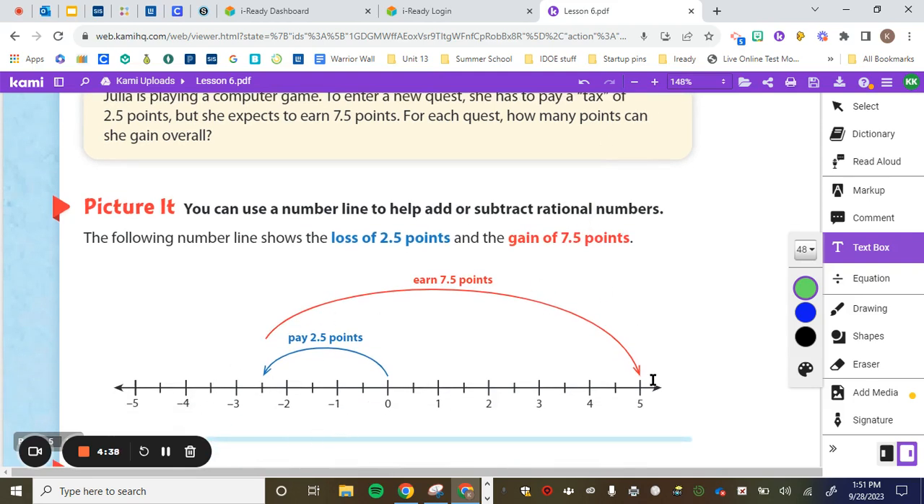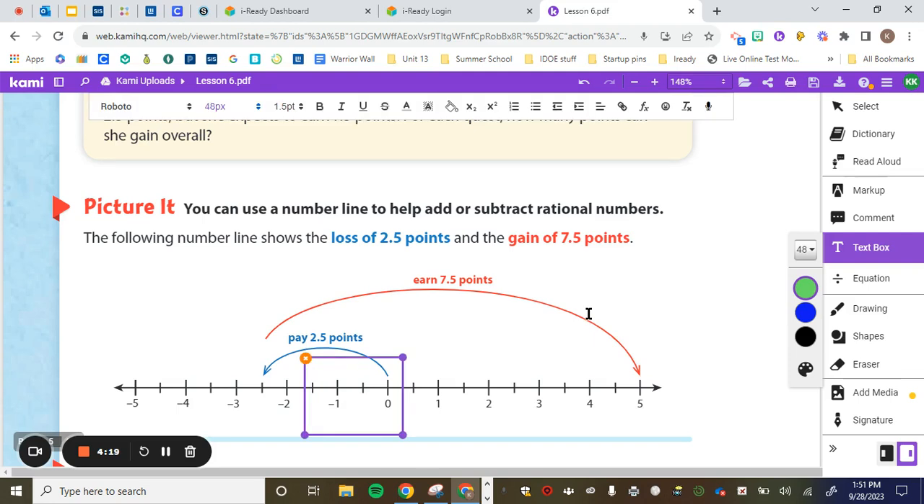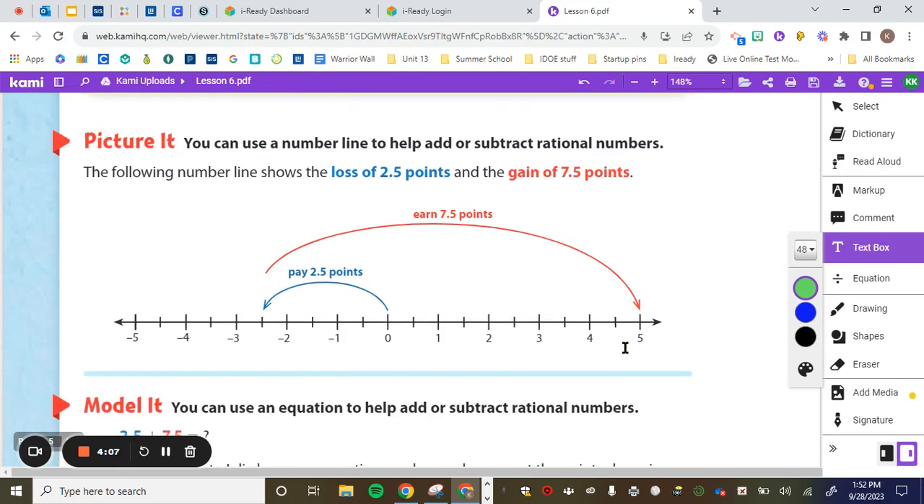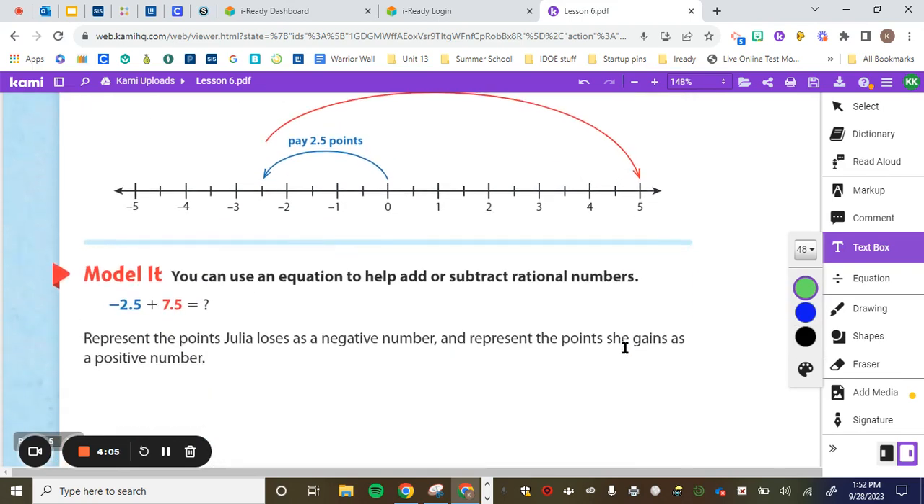So first, they showed this on the number line. 0.5 is the same thing as 1/2, so each part of the number line is cut into half for 0.5. So if she loses 2.5, she loses 1 whole, 2 wholes, and then she's at negative 2.5. Then she gained 7.5, so she would gain 1, 2, 3, 4, 5, 6, 7, and then 0.5 is where she will end up. So our final answer is going to be 5, but we want to show how to do that without having to draw a number line with fractions.